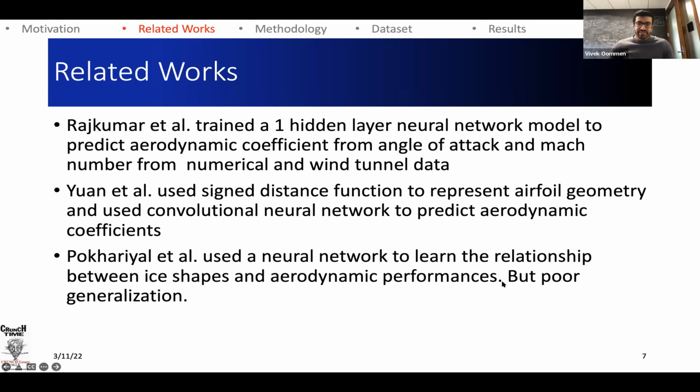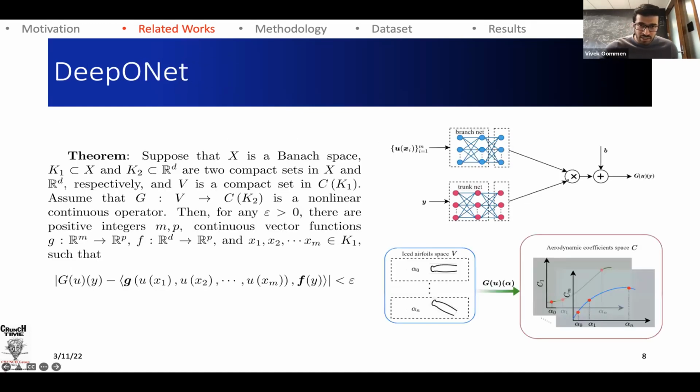But the problem here is that when you use ordinary neural networks or CNNs, the generalization was very poor. That is where the DeepONet comes in. So the DeepONet, introduced by Lu et al., was based on the theorem proposed by Chen and Chen in the 90s.